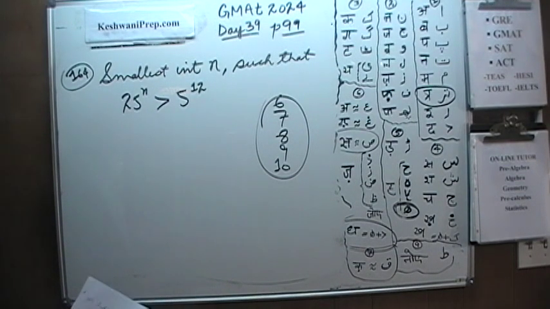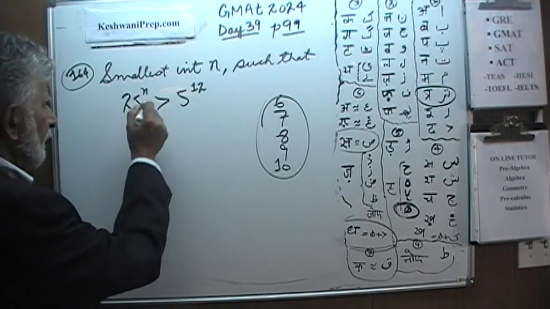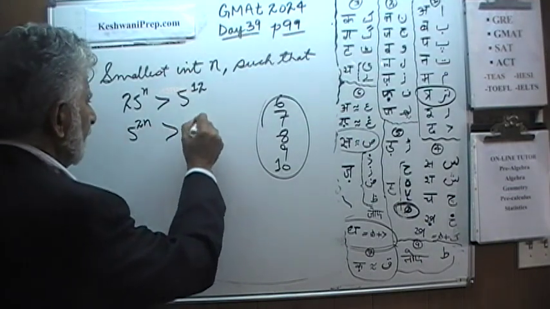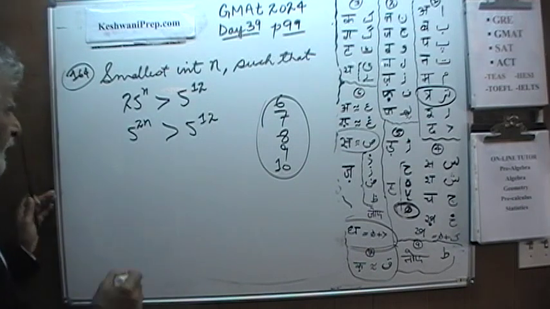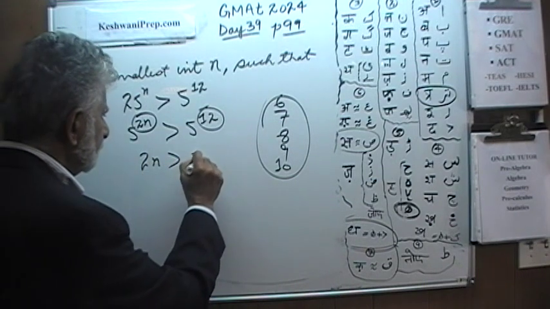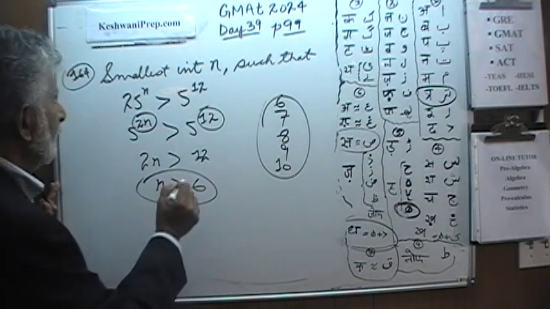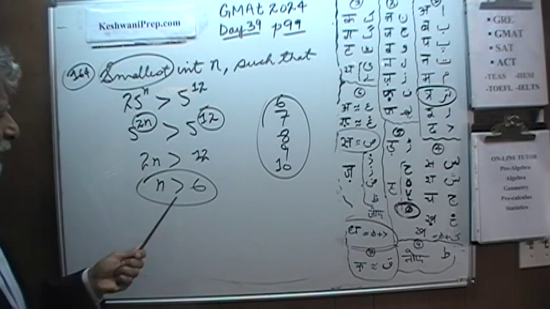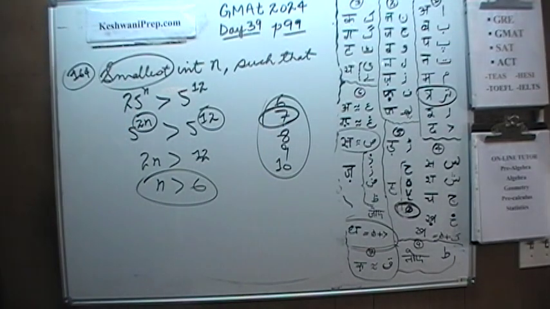Let's see what we can do. Well, 25 raised to n can be written as 5 squared raised to n, which is 5 raised to 2n, and we know that has to be greater than 5 raised to 12. If that's the case, then that implies that 2n has to be more than 12. And that in turn implies that n will have to be more than 6. And since we are looking for the smallest integer value of n, it has to be more than 6, therefore it has to be 7. Let's do the next one, shall we?